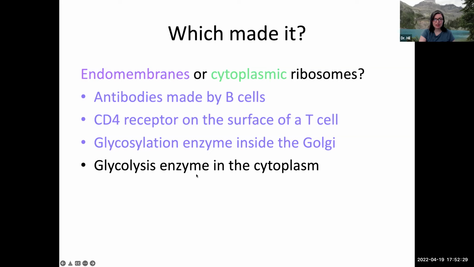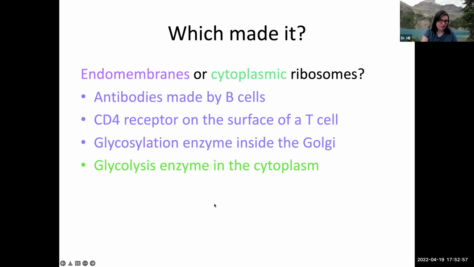What about a glycolysis enzyme that's in the cytoplasm? One of these enzymes that breaks down glucose in the cytoplasm, that's where it's going to live its life. Is it made by the endomembrane system or by cytoplasmic ribosomes? Right. Finally, one that's made by the cytoplasmic ribosomes, yay.